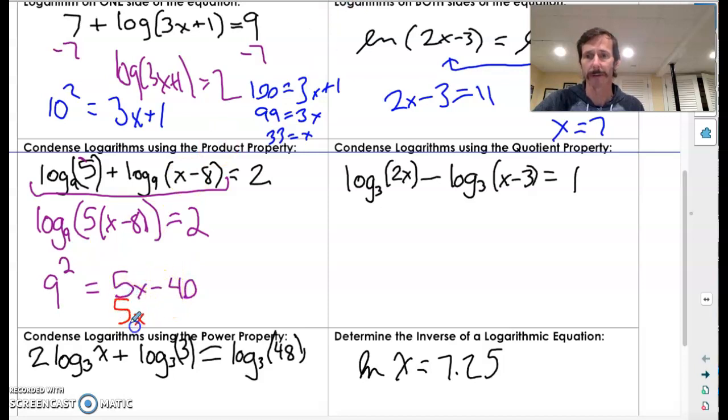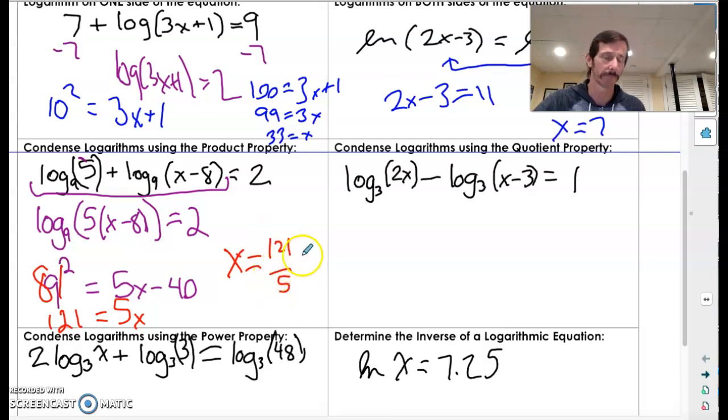So I'm going to have 5x equals, this is 81. 9 squared is 81. So when I add 40 to that, I get 121. And my last step is to divide that 5 away. And if I divide 5 from 121, it doesn't go in there evenly. So I'll either have a decimal or I'm happy to leave it like this. And that would be your answer.